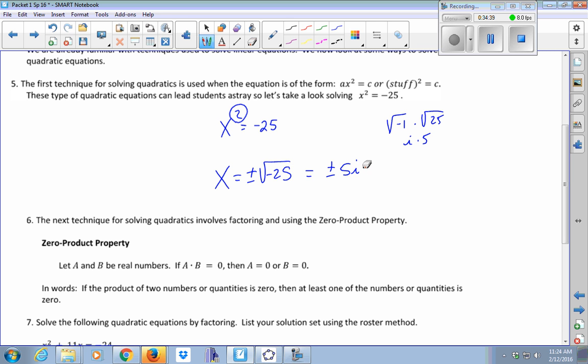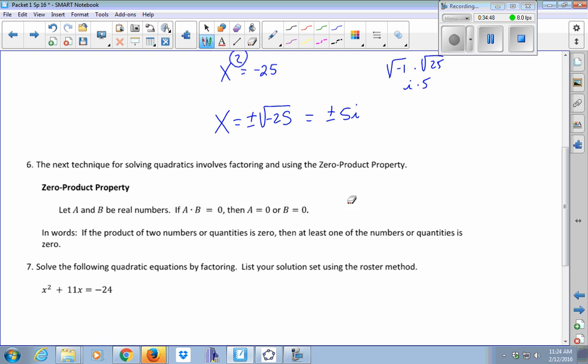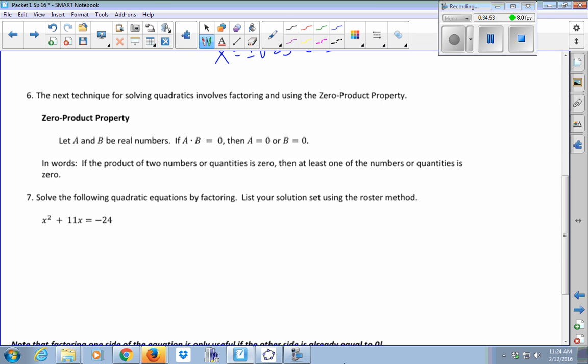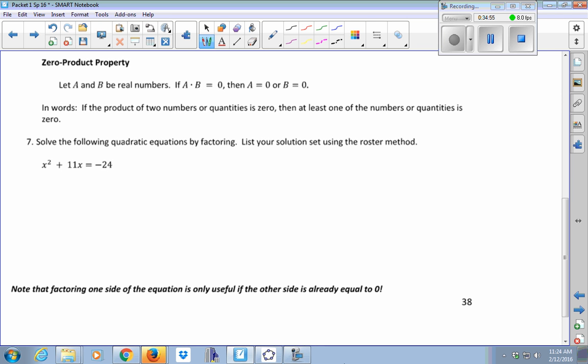And this is what you would get when you solve an equation like this for a parabola that doesn't cross the x-axis. This idea we've used over and over again, the zero product property, and that allows you to take a quadratic equation, and if it's really easy to factor, why not?